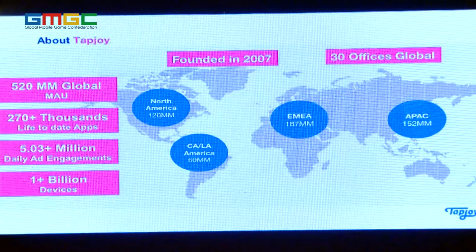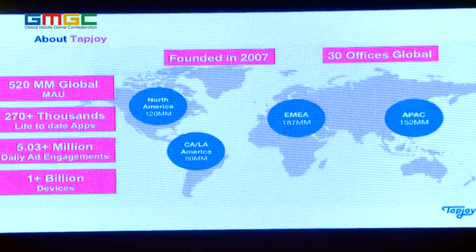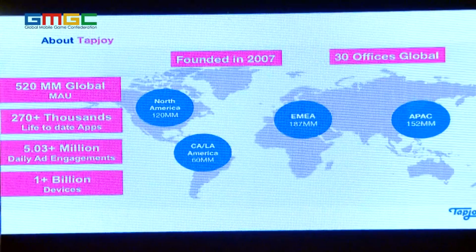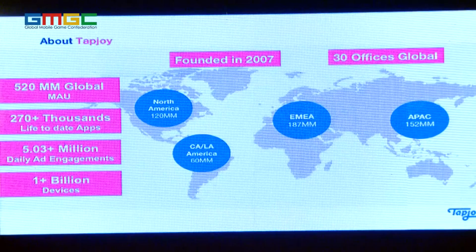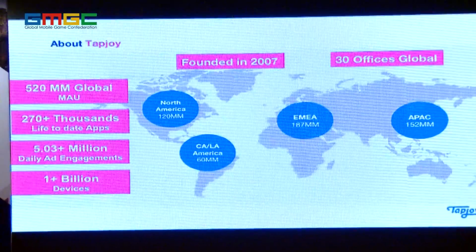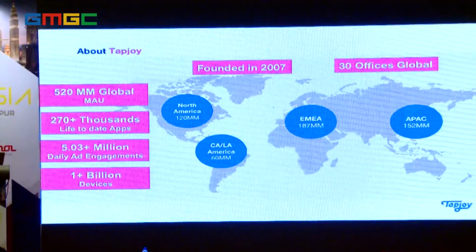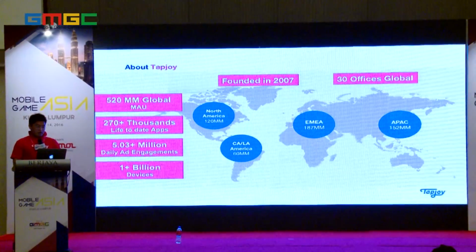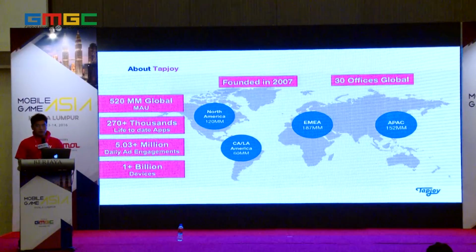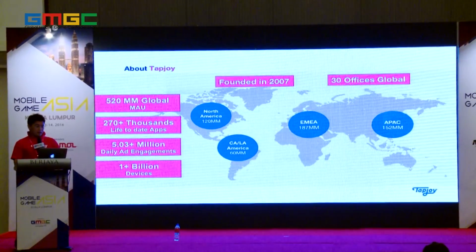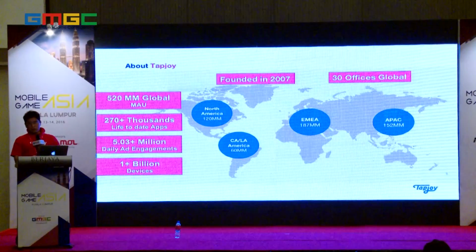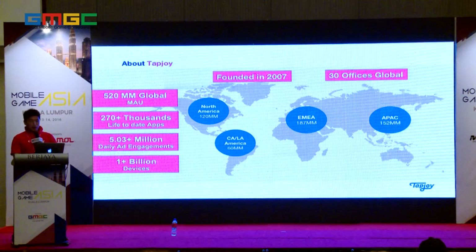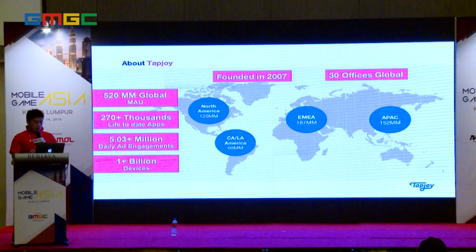But before going into details, let me briefly explain about our company. We were founded in 2007, and we have offices worldwide. In Asia, we have offices in Japan, China, and Korea, and our headquarters is in the US. Right now, we have about 520 million monthly users, and about 30% of those users are based in APAC. So we also have a lot of users using our system in APAC.